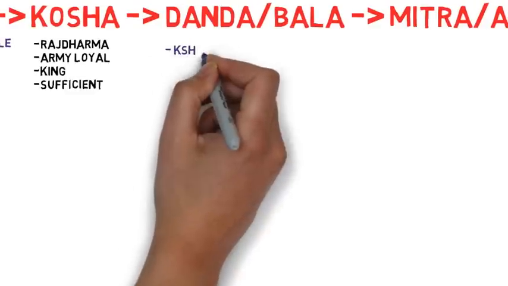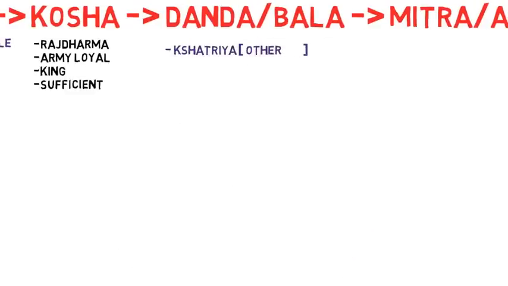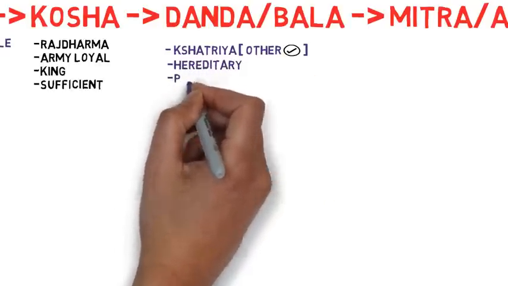The sixth element is the Dand or Bal. He suggests an army of Kshatriya, however other castes can also be considered. He also talks about hereditary army. Army should be well paid, well maintained and well trained.